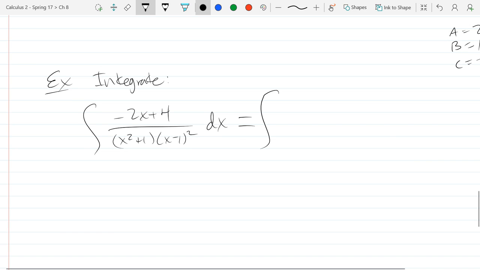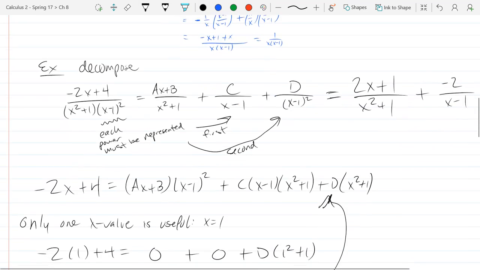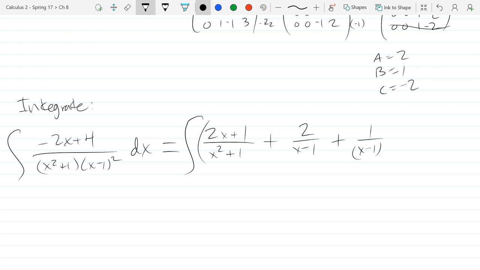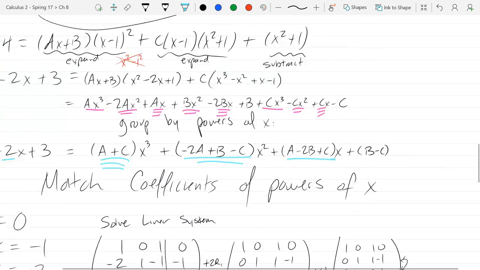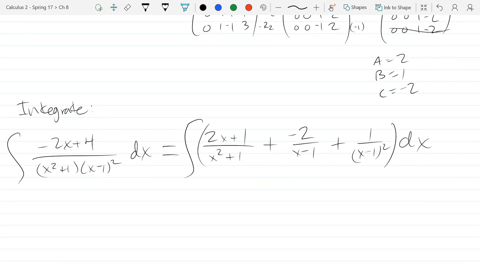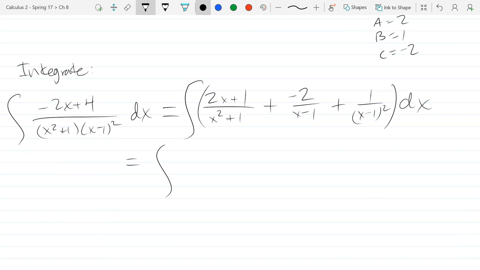So this is equal to 2x plus 1 over x squared plus 1, plus 2 over x minus 1, plus 1 over (x minus 1) squared, with a -2. All right, so that was just algebra to do that. And I probably shouldn't use the words just algebra, but that was algebra. It took a while to get there. There was no calculus involved. Now we're going to do just calculus pretty much. So this splits up into three antiderivatives. And the question is, can we find them separately?